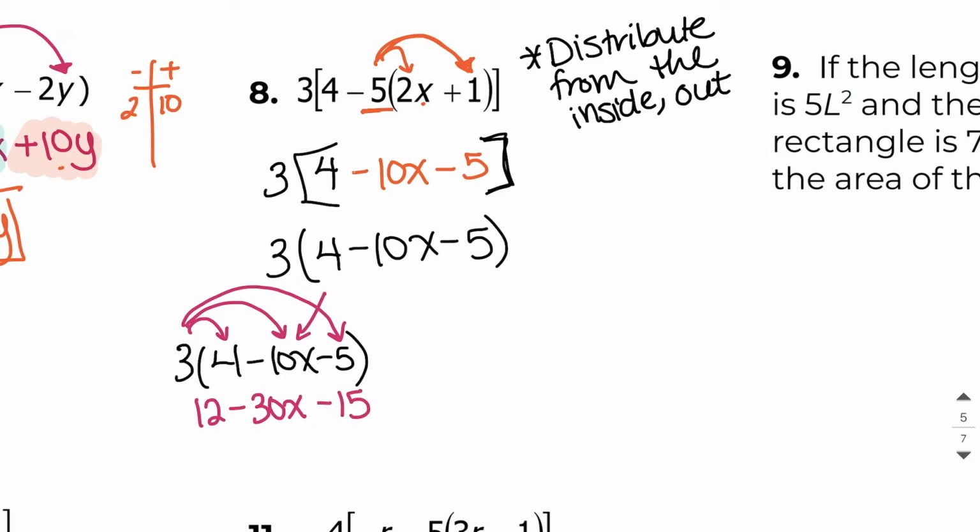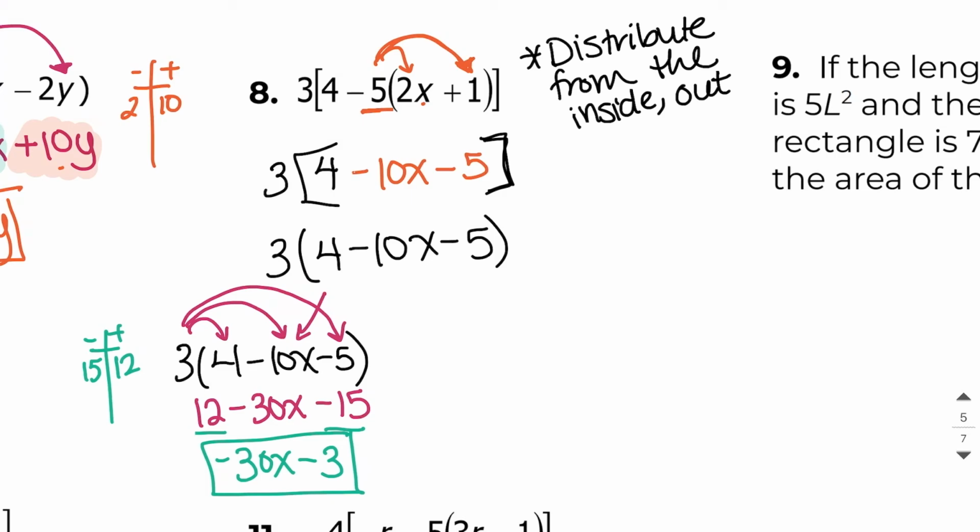But at this point in time, I still see that I have like terms. So I've got 12 and negative 15. So team positive won the 12 points, team negative won the 15 points. Team negative won the game by 3 points. So we would say that this is negative 3, but then I would copy down the negative 30x. So this would become negative 30x minus 3.